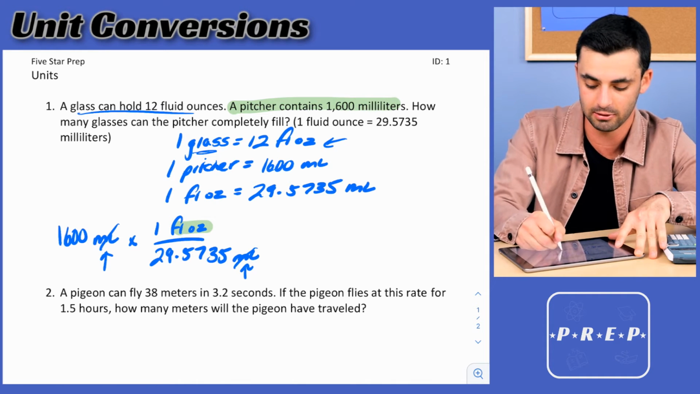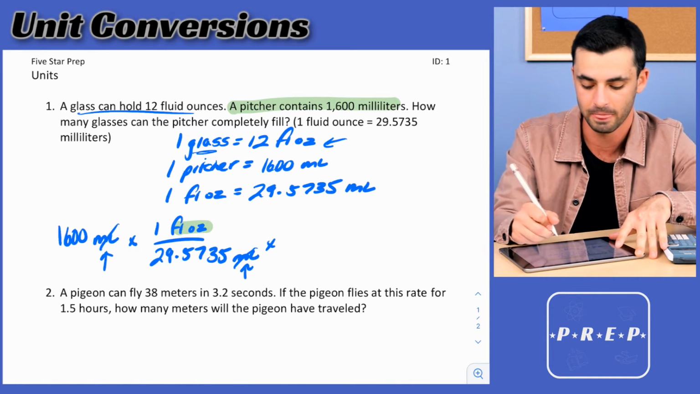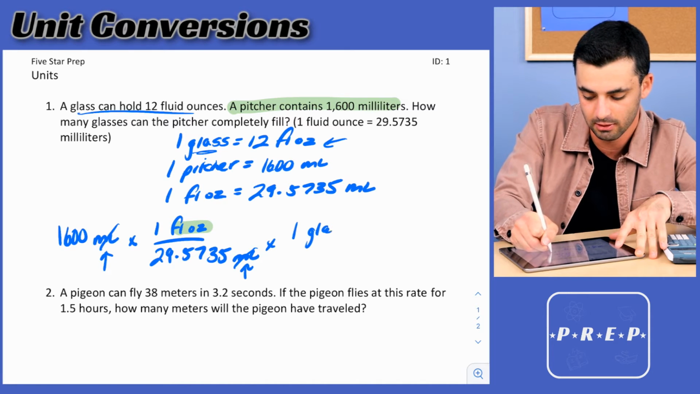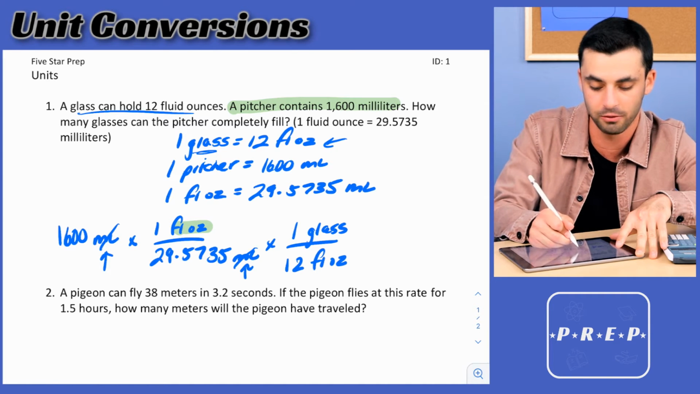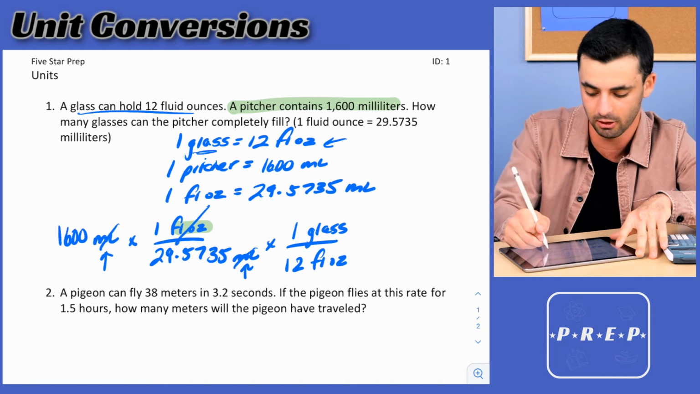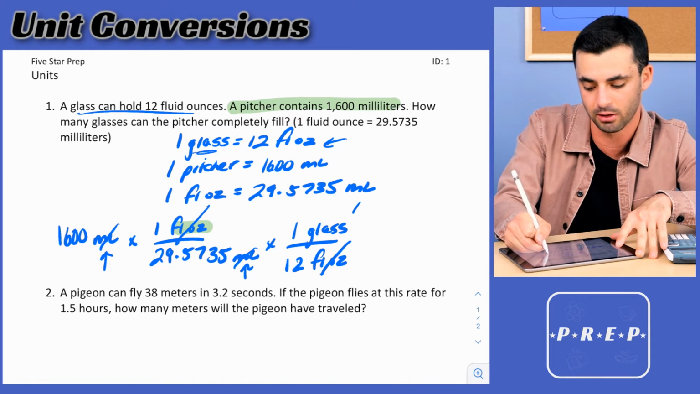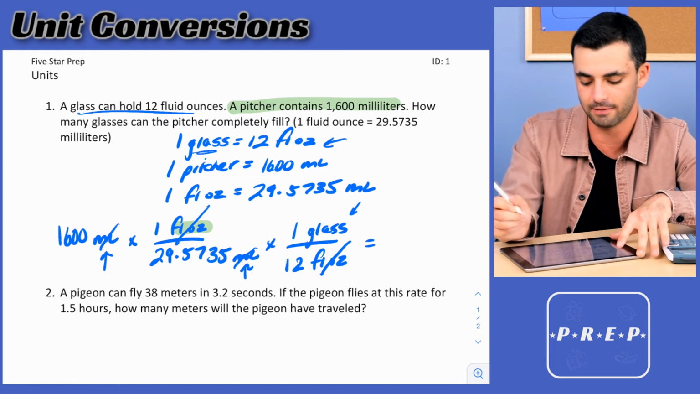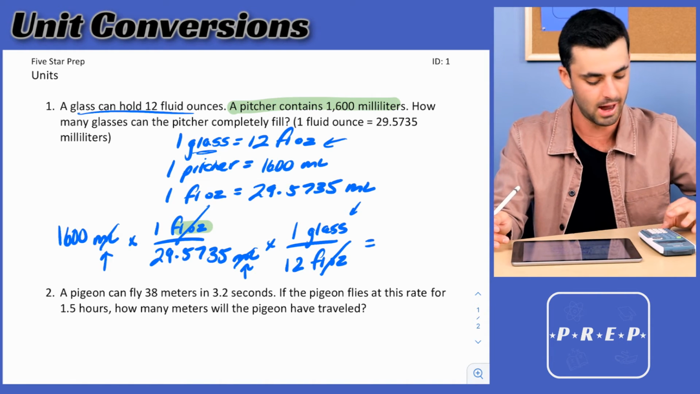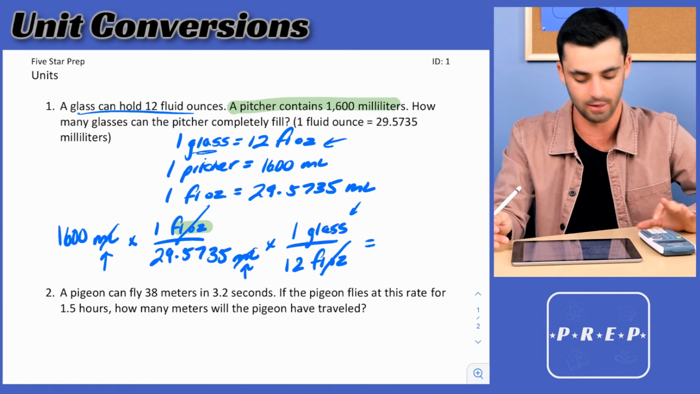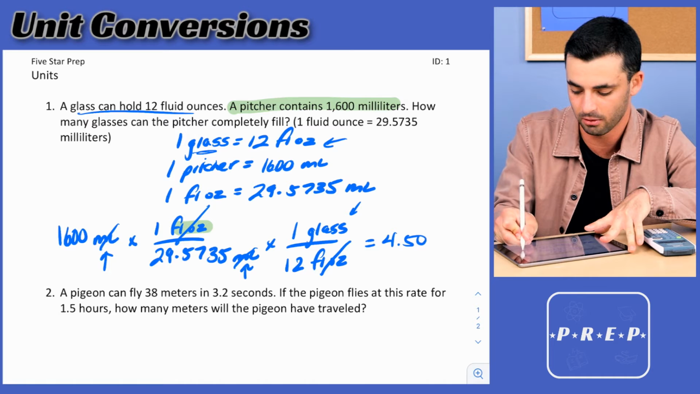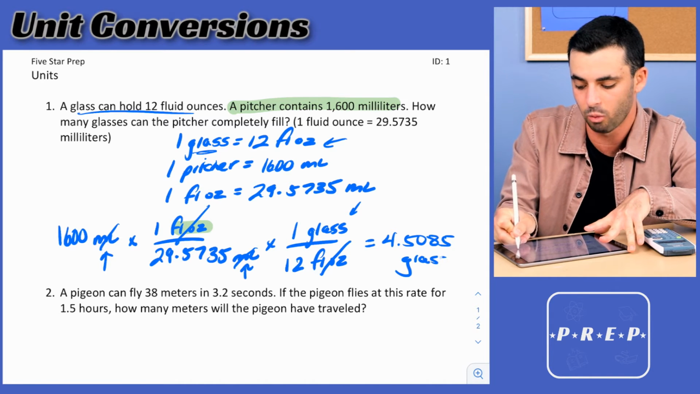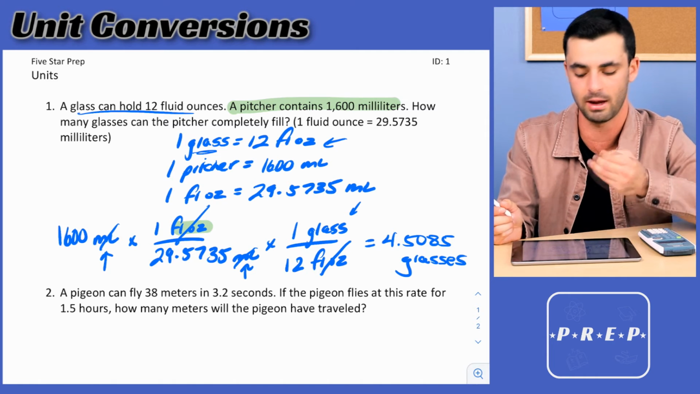Moving along, the last step is to convert fluid ounces into glasses. And I know that one glass is the same as 12 fluid ounces. So here I'm going to convert my fluid ounces into glasses by canceling the fluid ounces here with the fluid ounces right here, and I'm going to be left with glasses. So this is what I have to do in order to convert milliliters into glasses. And carrying out my algebra, I have 1,600 divided by 29.5735 divided by 12. That's going to give me 4.5085 glasses. So I know that one pitcher is equivalent to 4.5085 glasses.